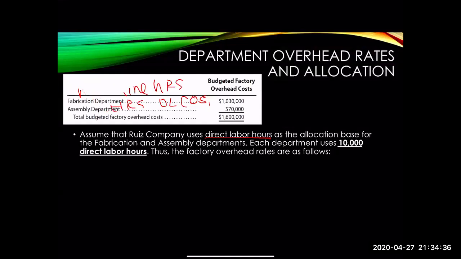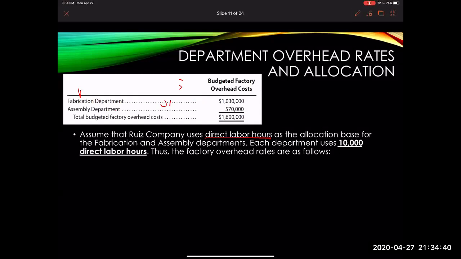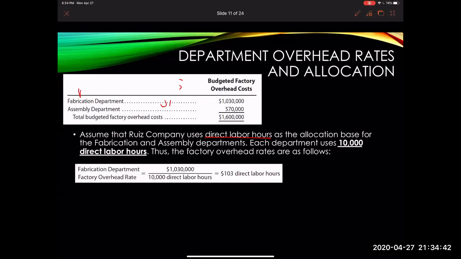All right, so anyways, you already know this part from what I showed you. For the fabrication department, the way we calculate the factory overhead rate for just that department is we take the budgeted factory overhead cost for the entire year divided by their direct labor hours. And again, they said they use 10,000 direct labor hours. So for the fabrication department, it's $103 per direct labor hour.